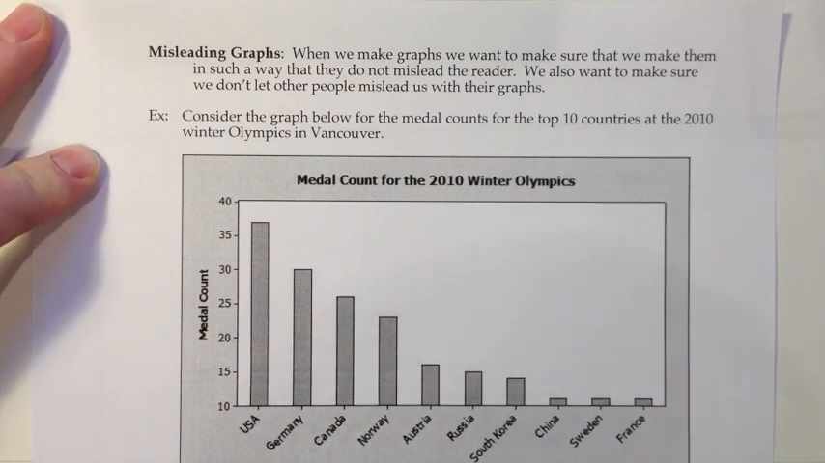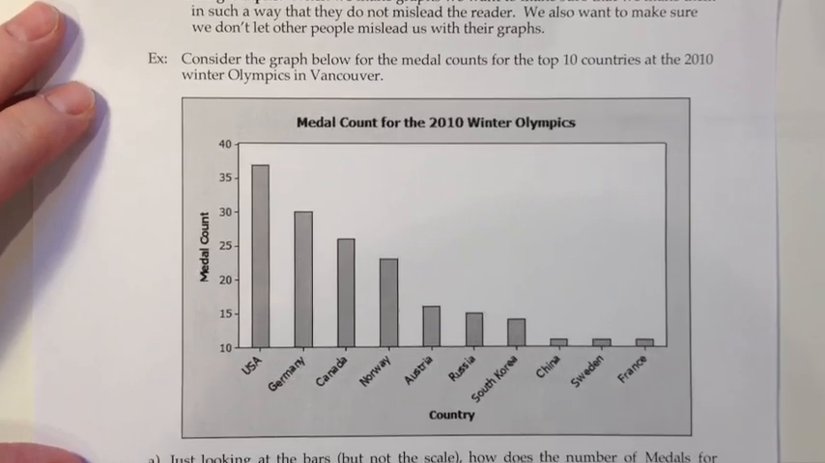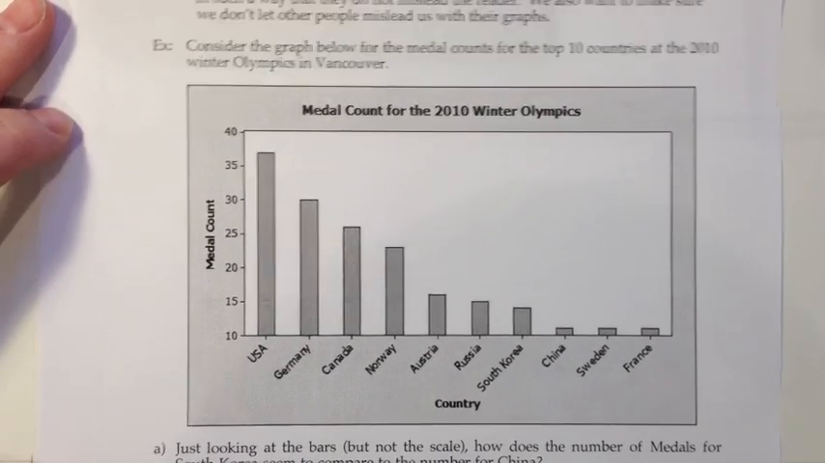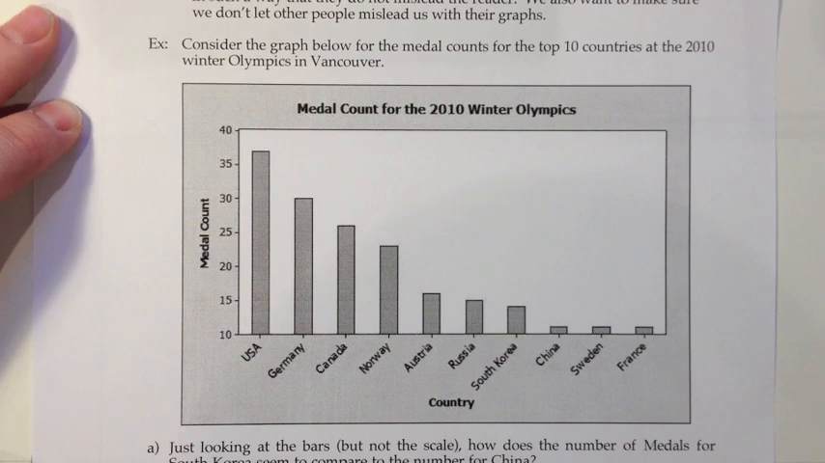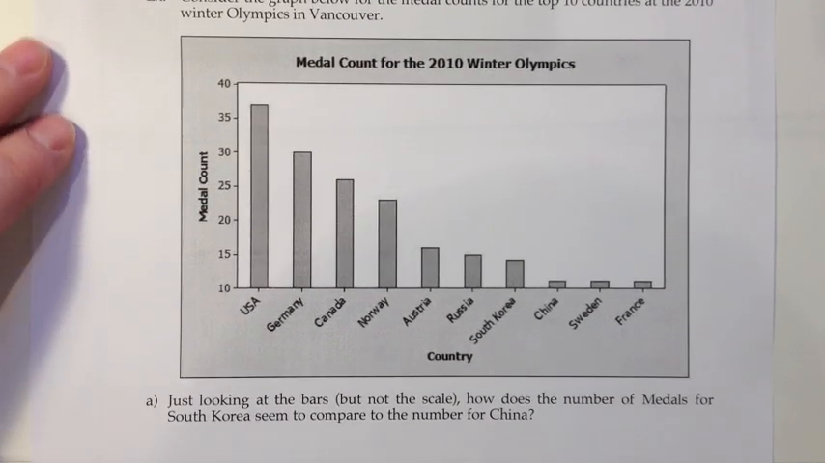So consider the graph below for the medal count for the top 10 countries at the 2010 Winter Olympics. So we've got the medal counts for USA, Germany, Canada, Norway, Austria, Russia, South Korea, China, Sweden, and France. And they've just been arranged in descending order, so we've gone from the most medals down to the least in the top 10 anyways.